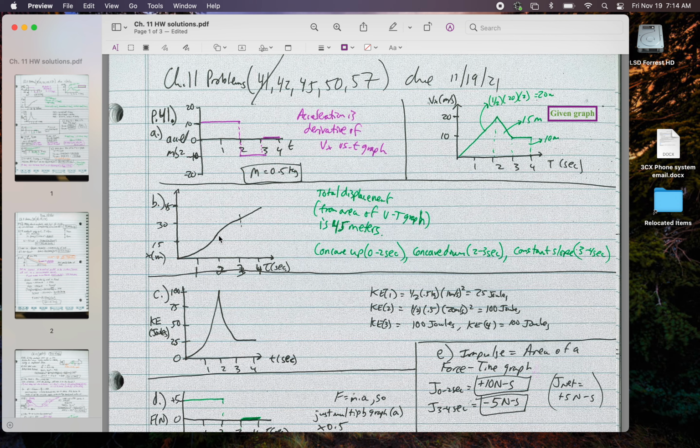And so I figured this out. Basically, from 0 to 2 seconds, the area of this gets me 20 meters. 2 to 3, it's another 15 meters. 3 to 4, it's 10 meters. So the total here is going to be 45 meters position after 4 seconds.